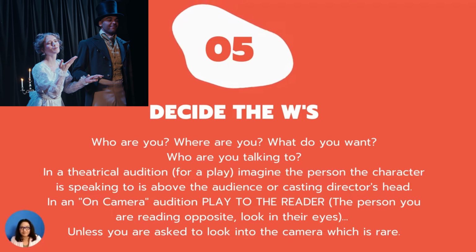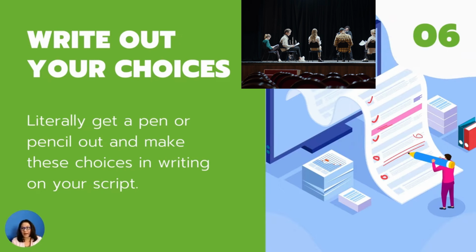What's next? Write out your choices. Literally get a pen or pencil out and make these choices in writing on your script. What am I referring to as choices? How I am using my words to affect the other person at that moment. They're not random, people. They are coming directly from the script. I'll talk to you about all of that more in my upcoming Stanislavski for Kids program that will be animated. And if you are a seasoned actor, you already know what I'm talking about.